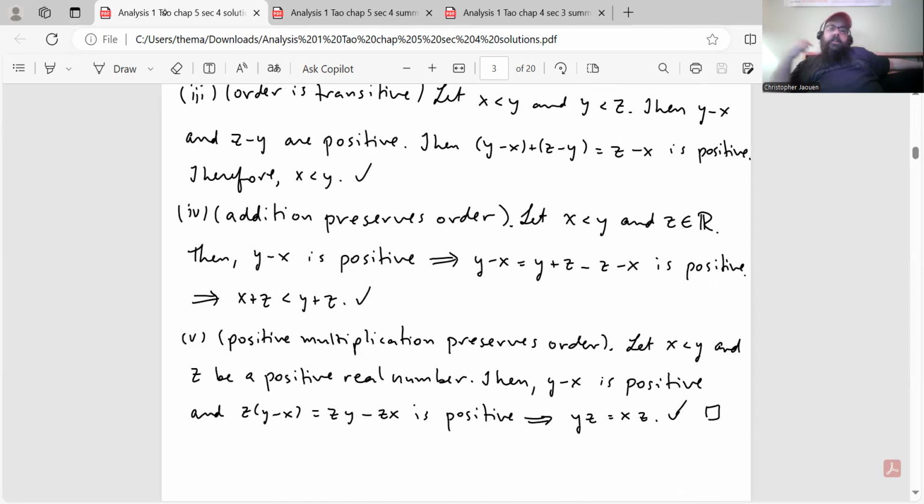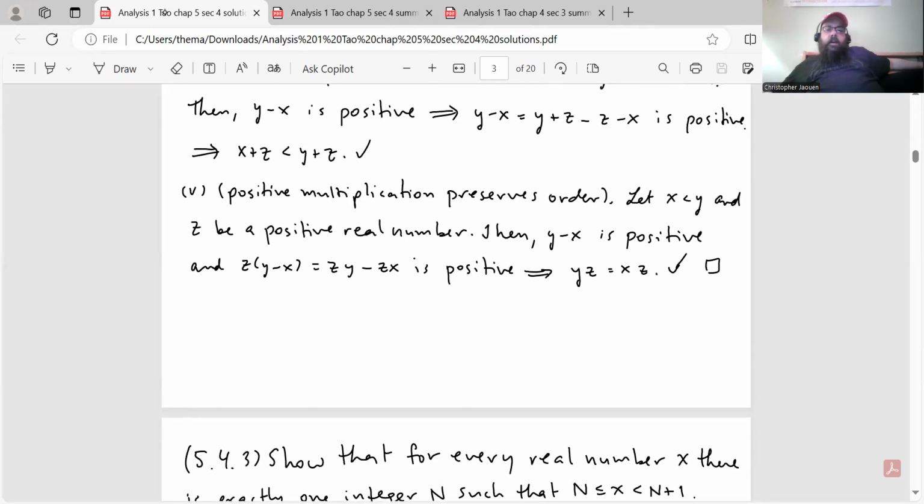Part four, addition preserves order. Let x < y and z a real number. Then y − x is positive, which implies (y + z) − (x + z) = y − x is positive. That implies that x + z is less than y + z.